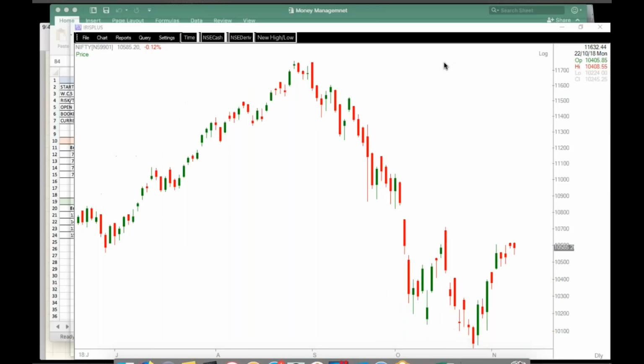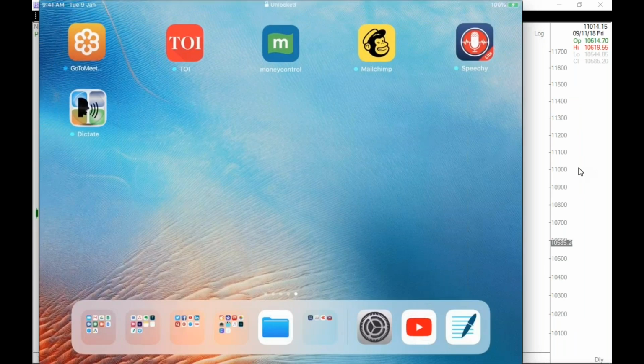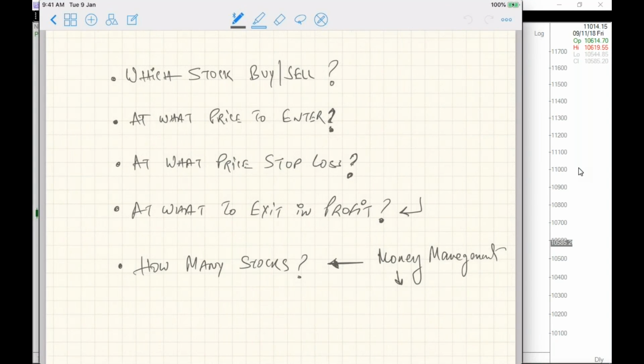Starting off from where we left yesterday was this page where we spoke about these 5 questions, and we are in a position where the first 4 we can take care of to a lot of extent. It's the 5th question, that's the money management, that we will be working on right now.